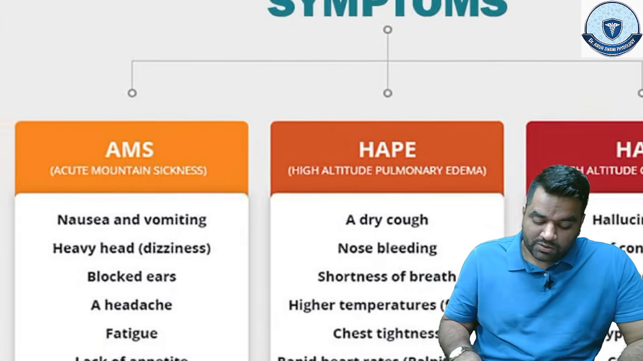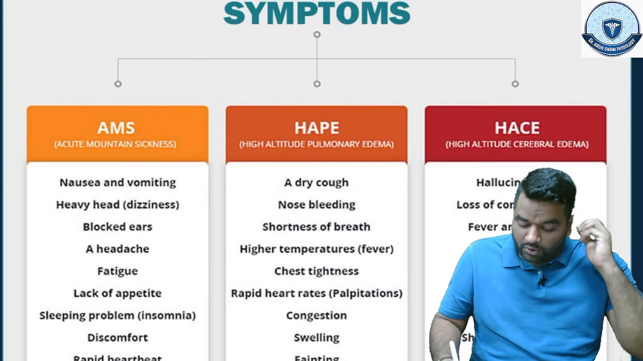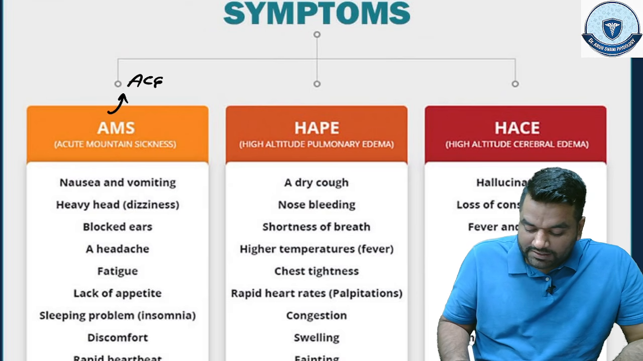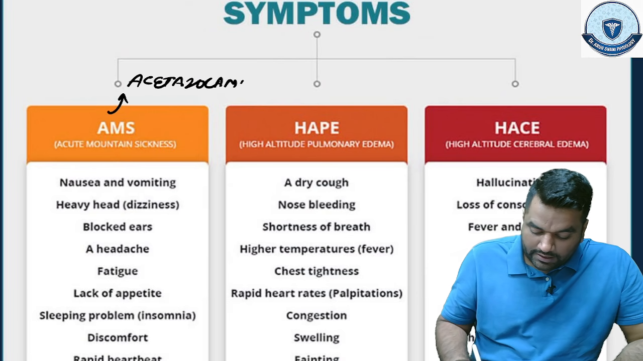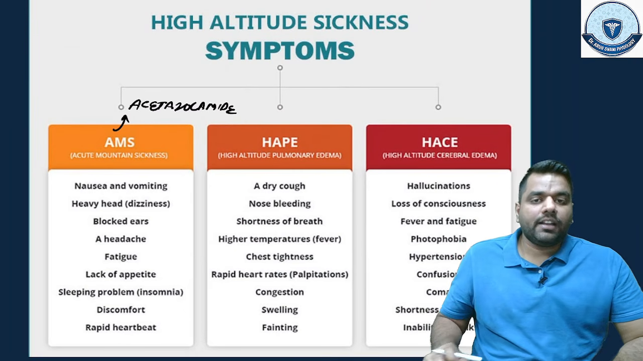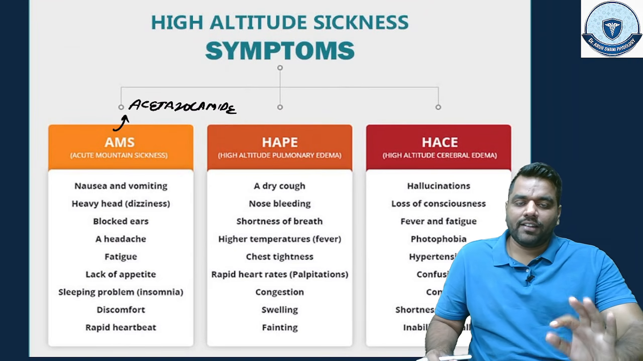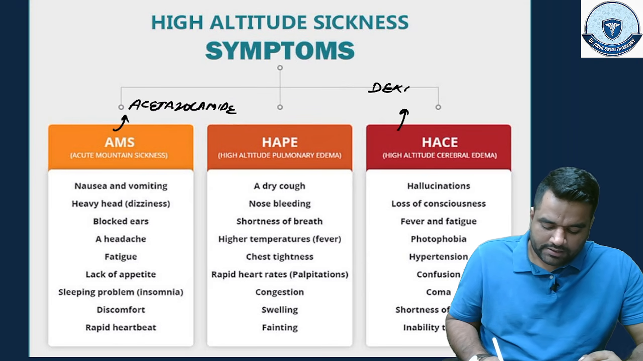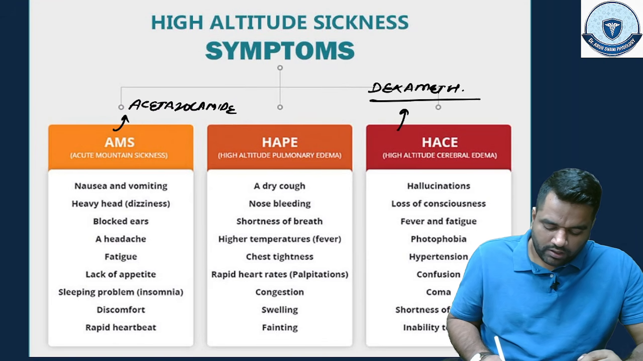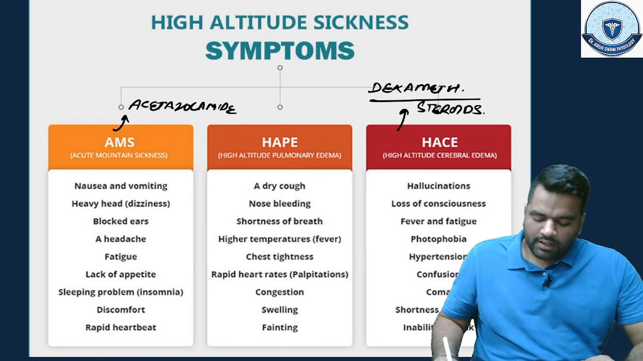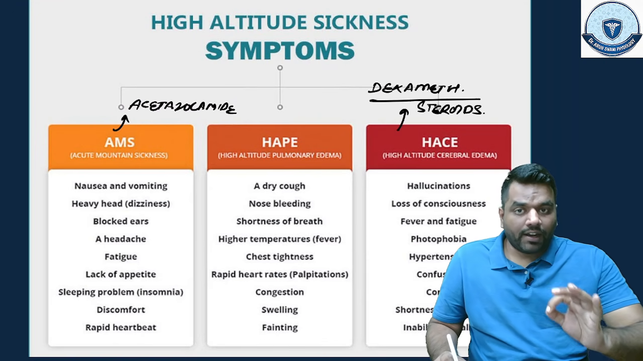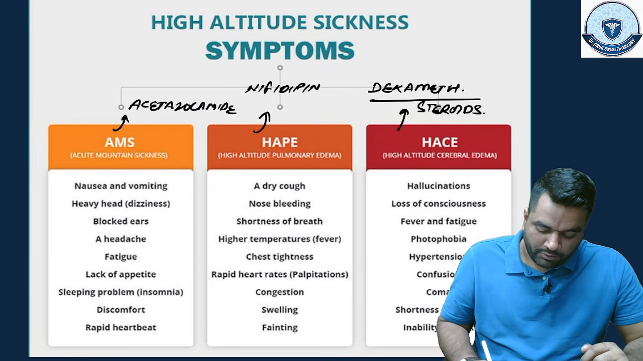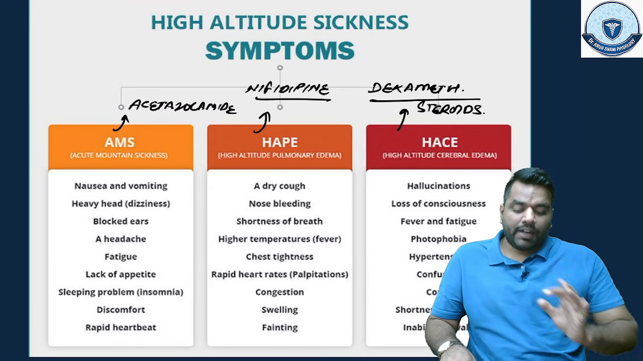And guys, the treatment part is also very important. If the question asks about AMS and asks what will be the treatment of choice, then the treatment of choice will be acetazolamide. If the question is asking about HACE, with high altitude sickness and cerebral edema given, then the treatment is dexamethasone or steroids. And if the question is about HAPE, high altitude pulmonary edema, then the treatment of choice becomes nifedipine. Right? So please pay attention.